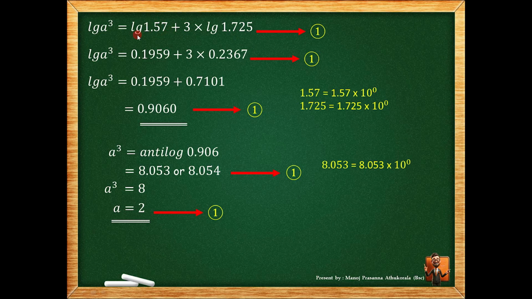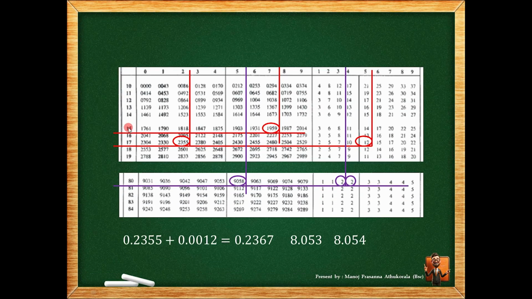Multiplication 3. Then what you have to do is find the logarithm of 1.57. If you write 1.57 in scientific notation, it is 1.57 times 10 to the power 0. That 0 is the first digit here, the index. Then how do we read the first two digits and the third one? 15, 7. Let's go to the logarithm table.